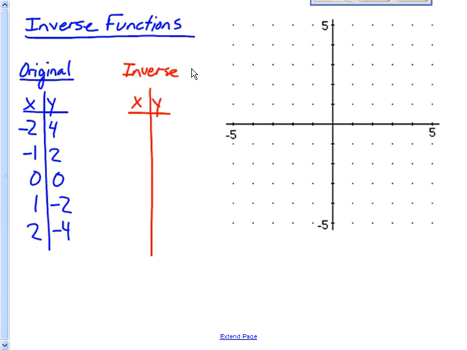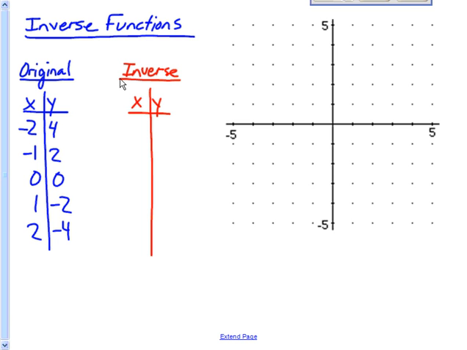Now, an inverse relation simply takes your original outputs and original inputs, okay? You notice my inputs for this original function here in blue are -2, -1, 0, 1, 2. And it maps them as the output for my inverse relation. In other words, the x's and the y's flip-flop. So my original y values become my inputs for my inverse relation.